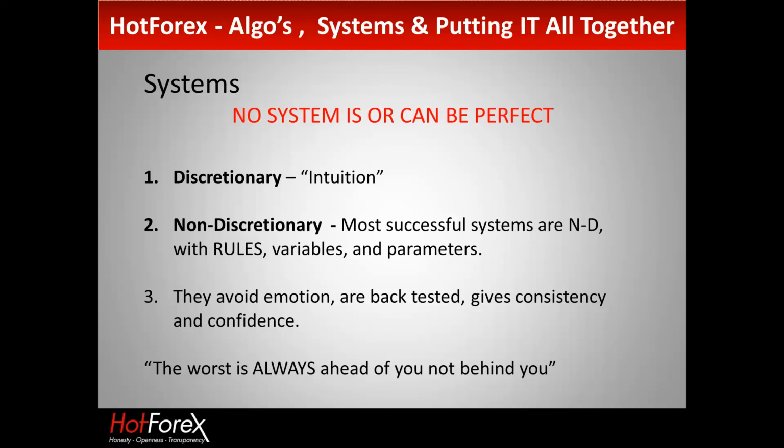Okay, so nothing's perfect. There are two types of system, or two types of trader, and systems and traders fall into these. One is discretionary, and these are very, very few and far between. These are the people that trade on intuition. They can look at a chart and see where it's going to go next from what it's done in the past. I've only ever seen one or two people do this successfully.